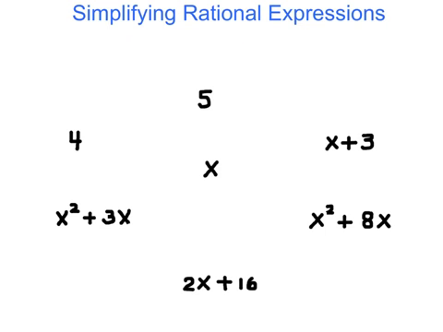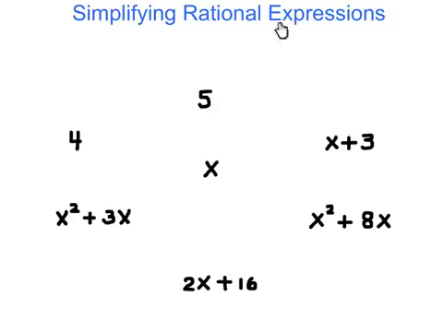Here I have a set of polynomial expressions. I have 4, which is a constant monomial, 5 is a constant monomial, x is a monomial that's linear, first degree. Here we have a binomial that's linear, first degree, a binomial that's quadratic, second degree, a binomial that's quadratic, second degree, and a binomial that's linear.